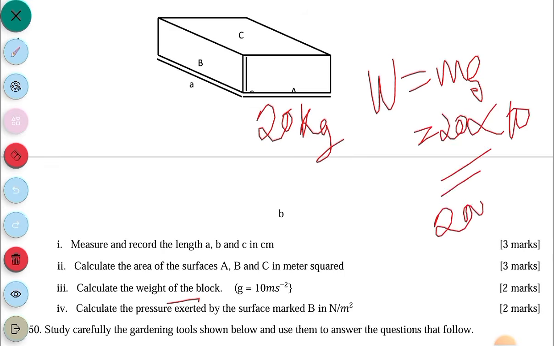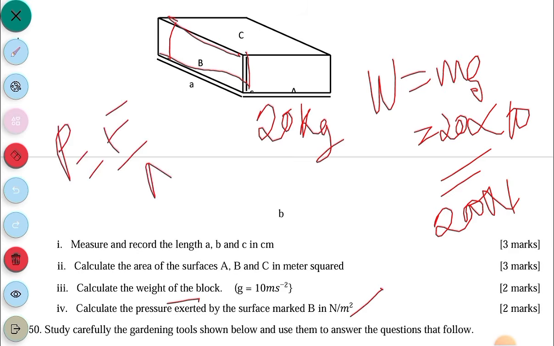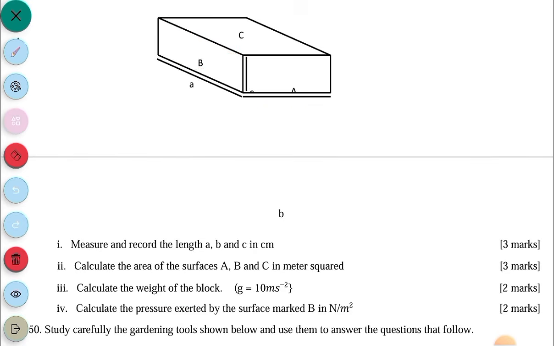So 200 Newton. What pressure is exerted by the face B? So this is B. We measure the length of the sides, then you multiply to get the area. Pressure equals force over area. So your force will be here, area will be down here, and then you cancel out.